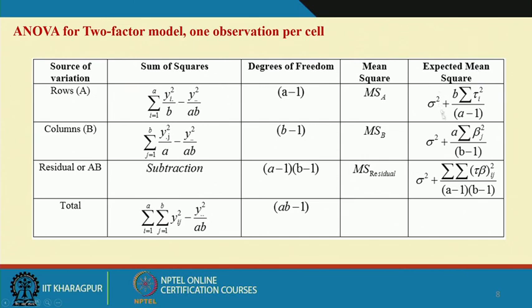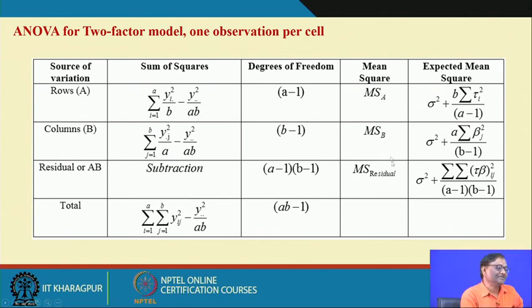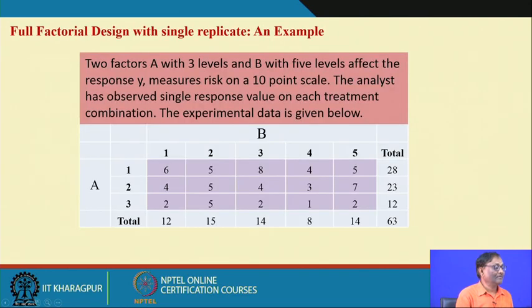And the expected mean square from theory: expected value of MSA will be this, expected MSB will be this, expected residual will be this, and it is expected that the expected values of MSA and MSB will be more than the expected value of MS residual. So, these added quantities will be significantly more, and there will be a significant effect.